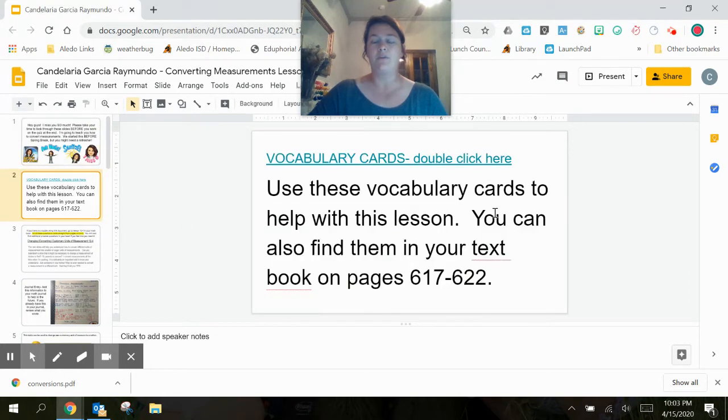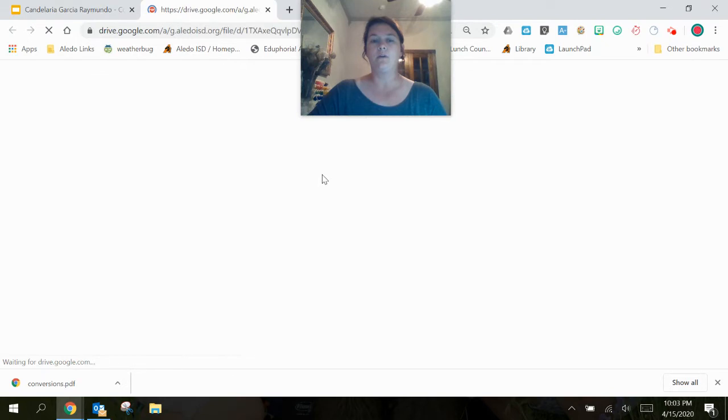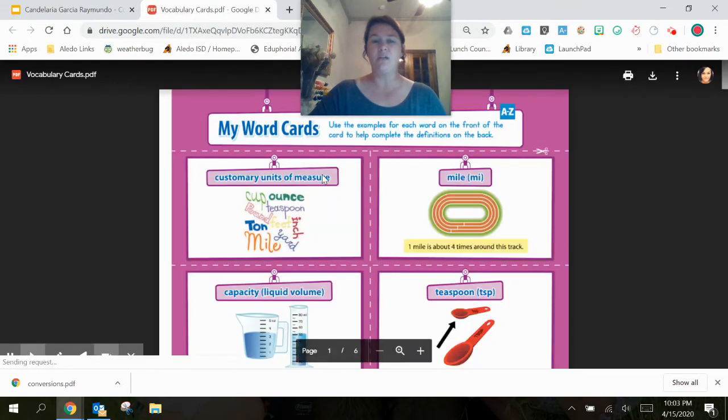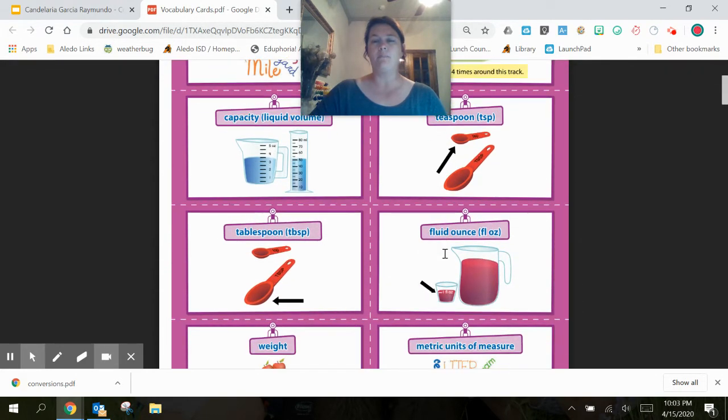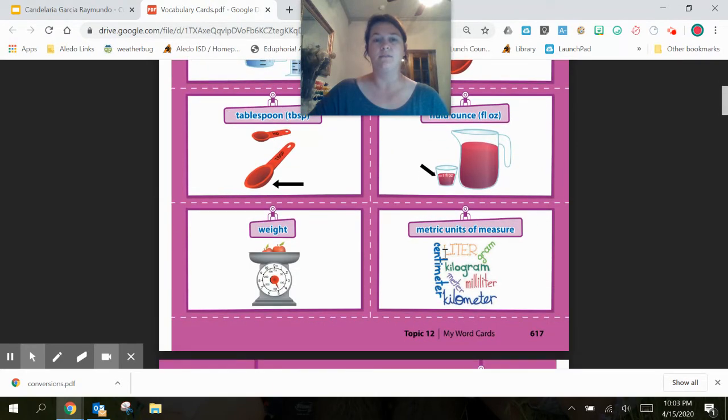So I left you some cute little Bitmojis telling you that I miss you. And the next page is your vocabulary cards. You can find these cards in your math book from pages 617 through 622. If you want to click here, it will take you to a link that we put in here with the words. It gives you a good picture to describe the vocabulary word because sometimes it gets a little fuzzy. These are a lot of words that might be kind of abstract to you, but the pictures will help you put that name with something that maybe makes more sense.